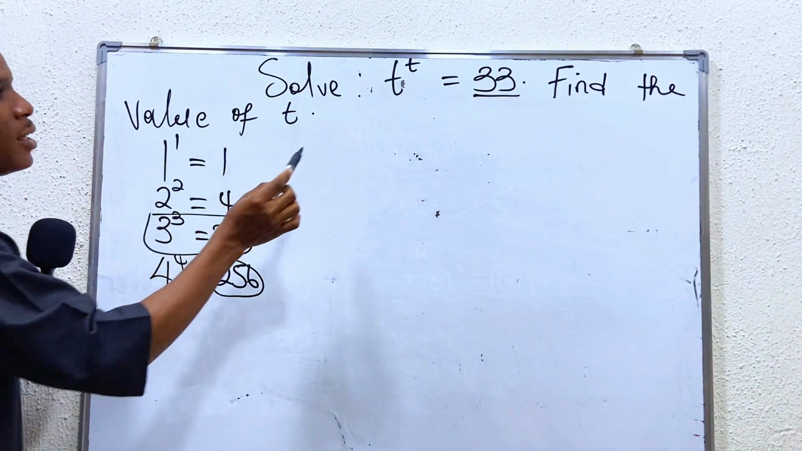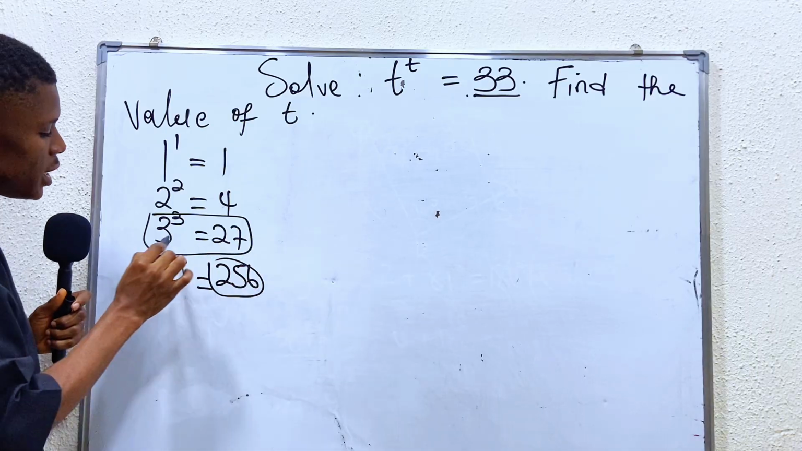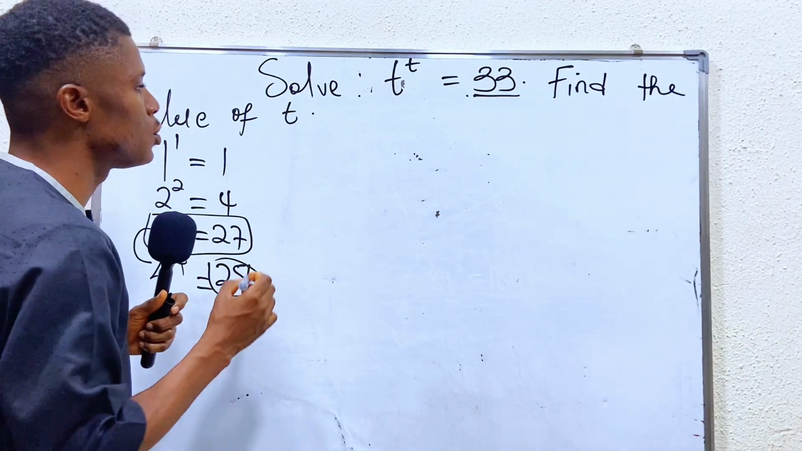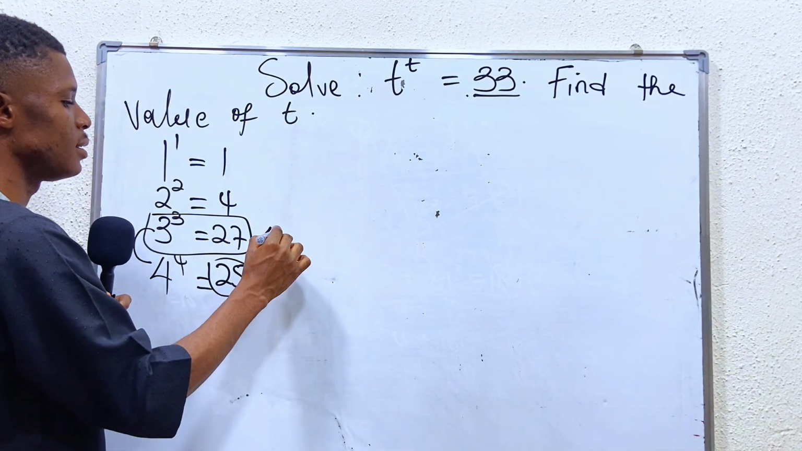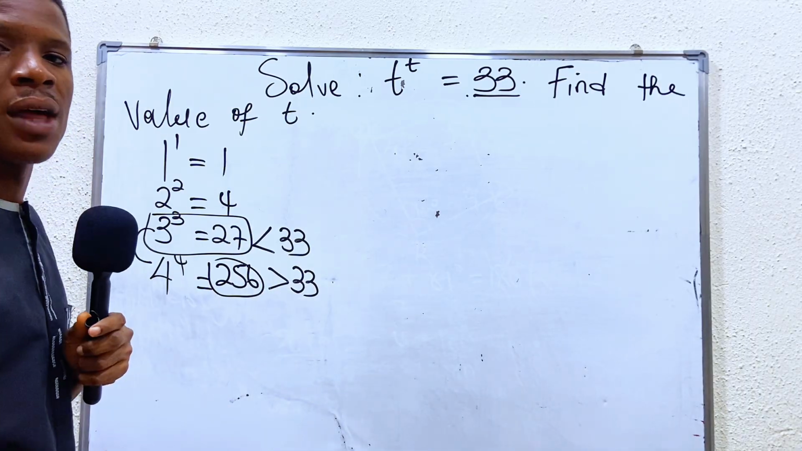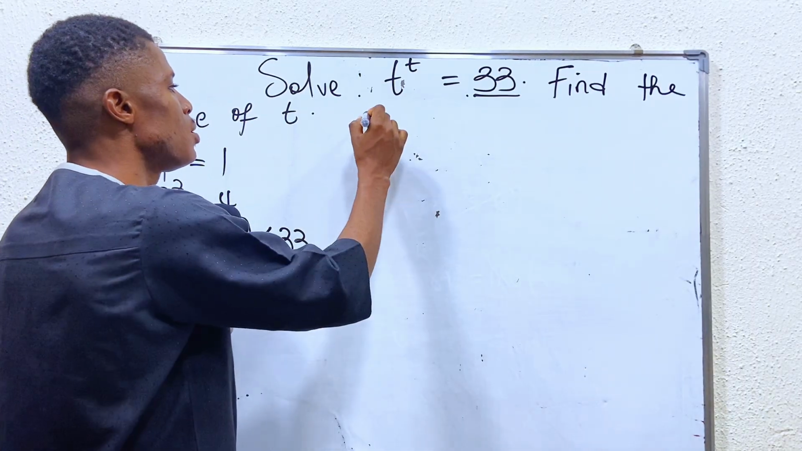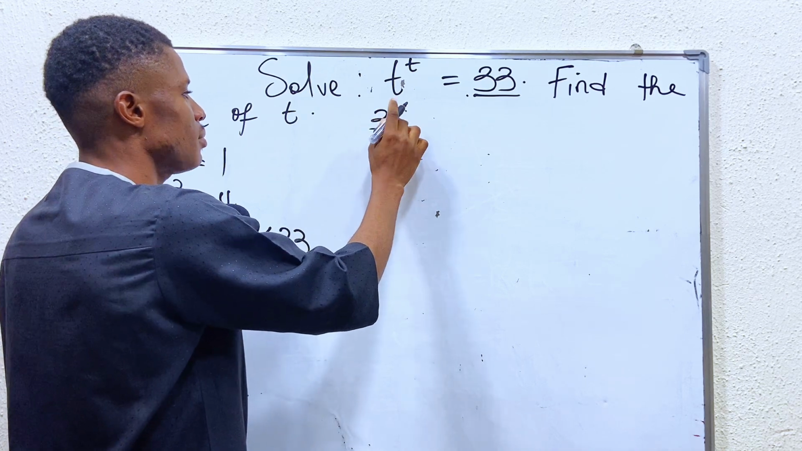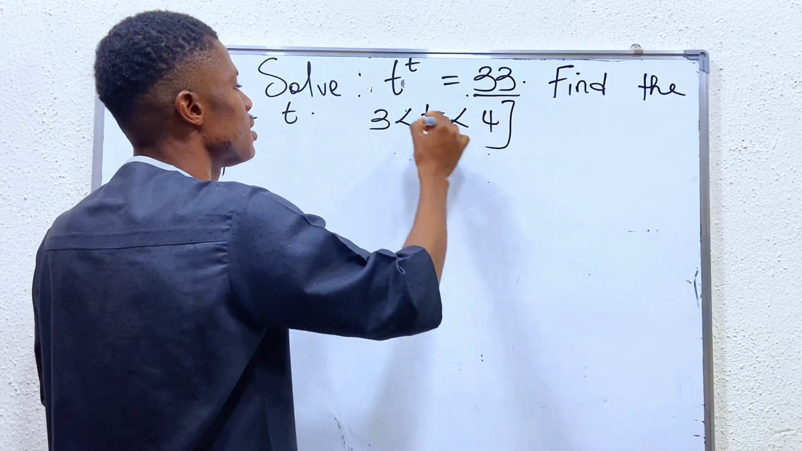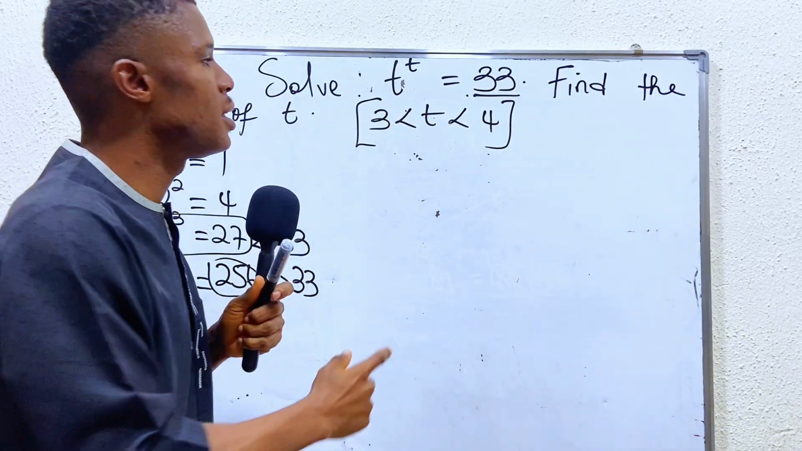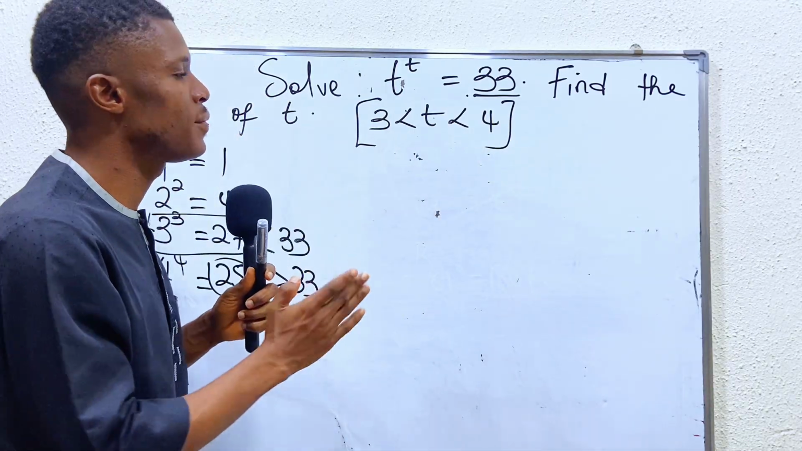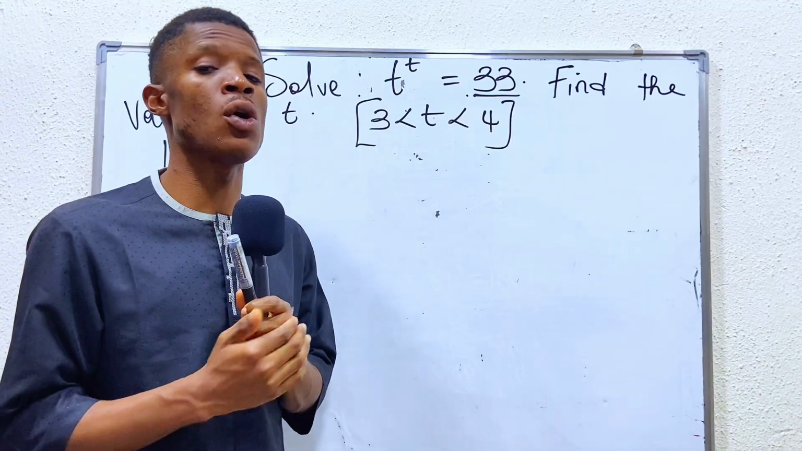This shows that the value 33 we are looking for is within the values of 3 and 4. So the range of values we are looking at, because this is less than 33 and this is greater than 33, means that the value of t must be within that 3 is less than t and t is less than 4. So these are the range of values of t: t greater than 3 and t less than 4. This gives us an insight of what t is going to look like.